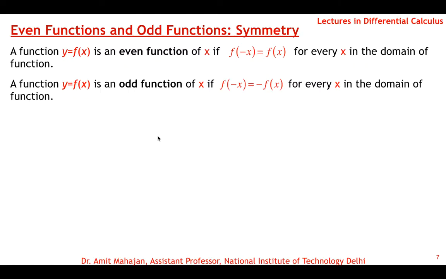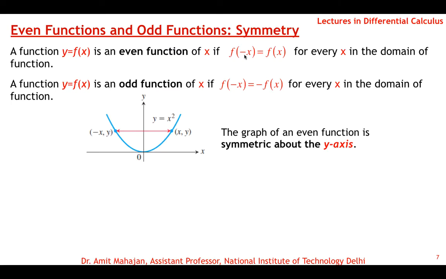Okay, so this has an important property: whenever the function satisfies this, the function values at x and minus x are the same. Say there is a point x, then the corresponding minus x point will be here. If the height at x and the height at minus x are the same for all x in the domain, then the function is an even function.